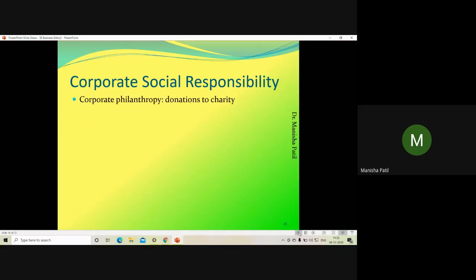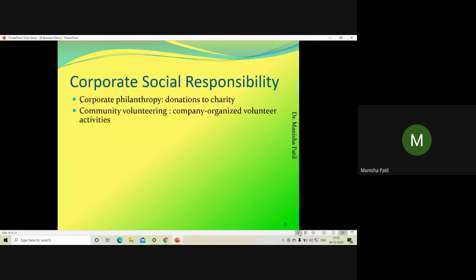Now we will see the different types of corporate social responsibility, how you can perform CSR. First one is corporate philanthropy, whereby you give donations in charity. Second one, community volunteering, where companies organize volunteer activities. For example, blood donation camp.